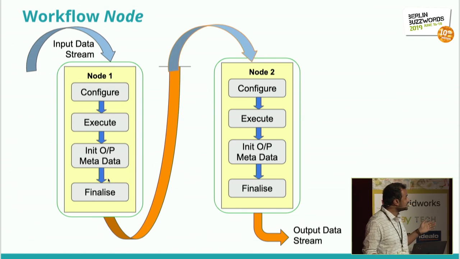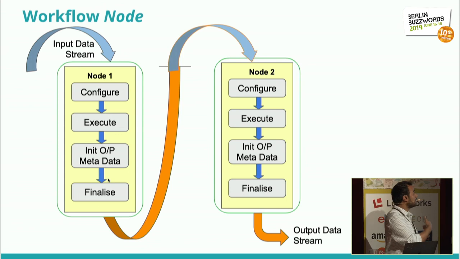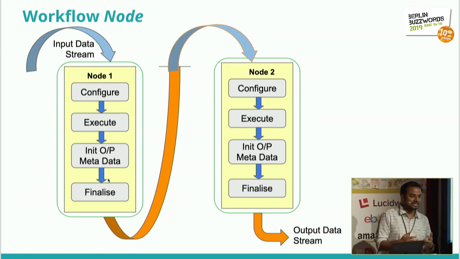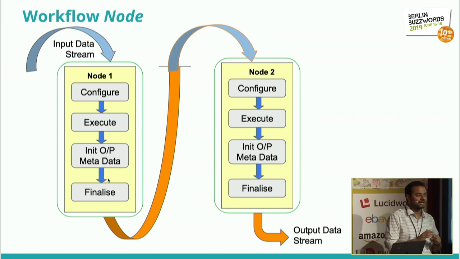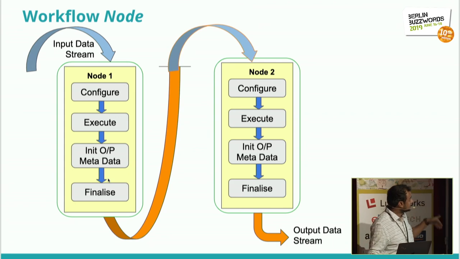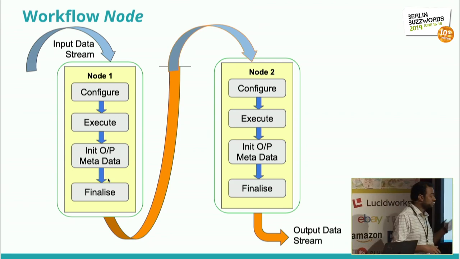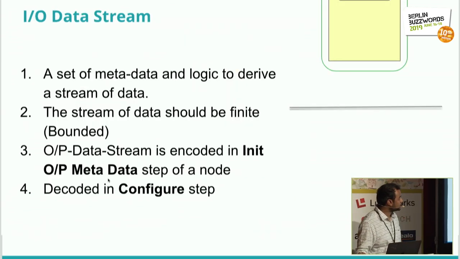The third step is init-output metadata, wherein the results achieved in the execute step are converted into some metadata. I'll explain in the next slide why metadata. The final step is where all kinds of cleanup happen. And this is how, if a workflow has a particular sequence, the data flow looks: the output from one node gets transferred to the next one.